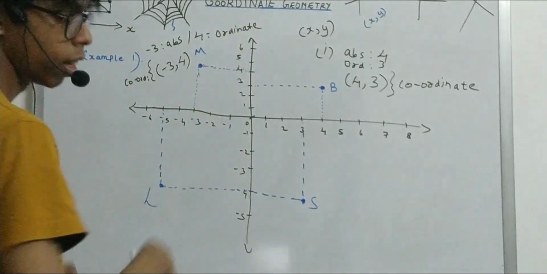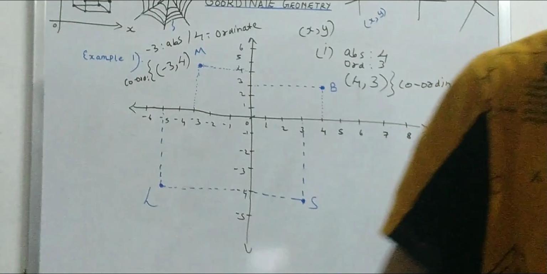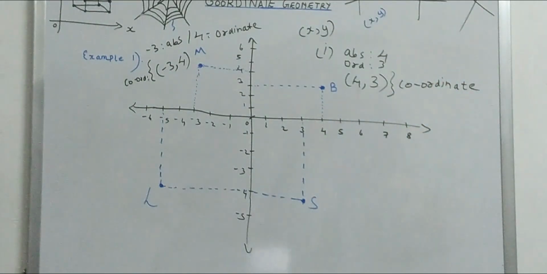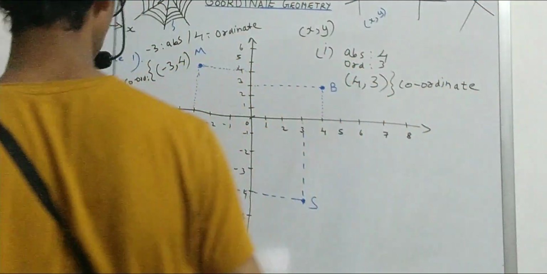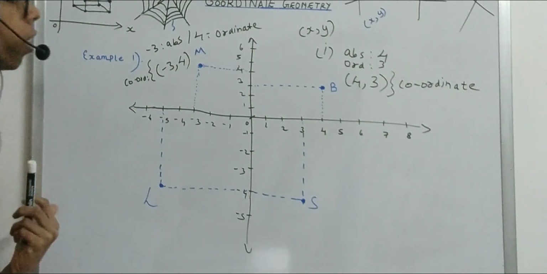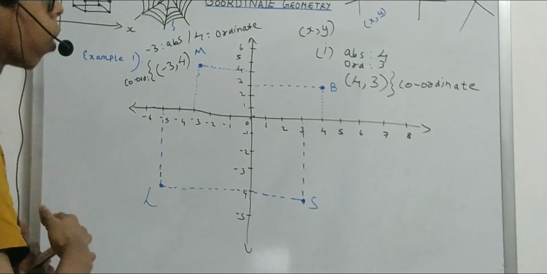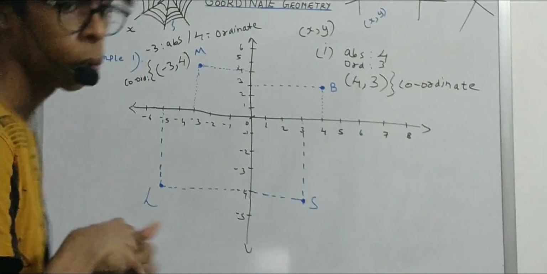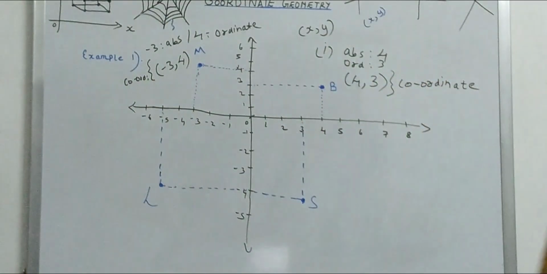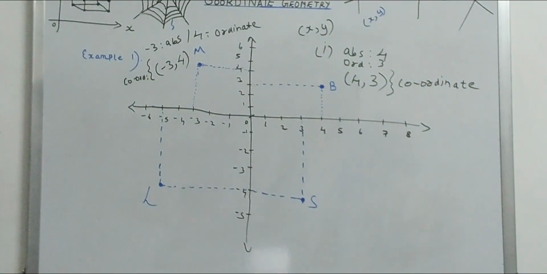Instead of abscissa and ordinate, they have given you x coordinate and y coordinate, which is the same. Abscissa is the other name for x coordinate and ordinate is the other name for y coordinate. So you can write it as: the x coordinate and the y coordinate of the point M are -3 and 4.